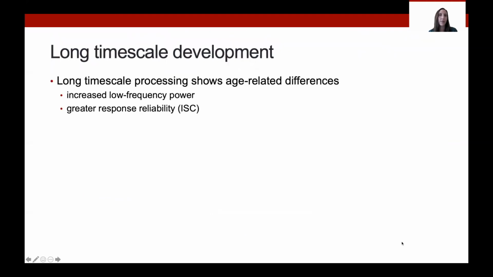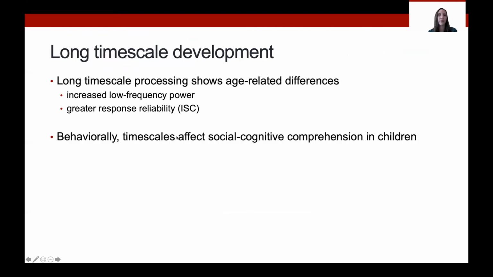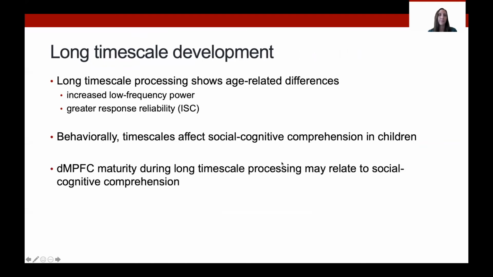Okay, so in sum, we showed that long timescale processing shows age-related differences. You see increased low frequency power in the adults compared to the children, as well as greater response reliability in the intact compared to the scrambled episode. Behaviorally, timescales affect social cognitive comprehension in children. And the DMPFC maturity during long timescale processing may relate to social cognitive comprehension.